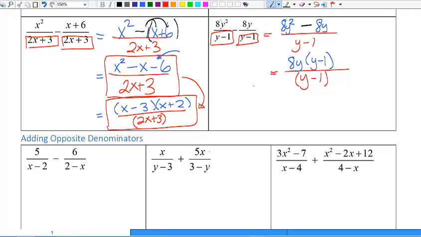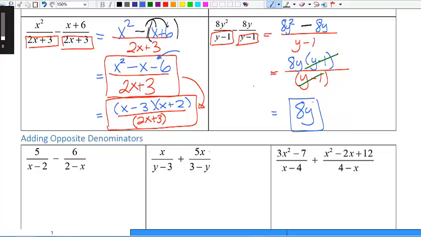And you should look at the numerator and the denominator and see if there's anything that divides out to simplify it. Looks like the y minus 1 divides out nicely, and so my final answer is just 8y in the numerator. You don't need to put over 1. That's a little unnecessary.